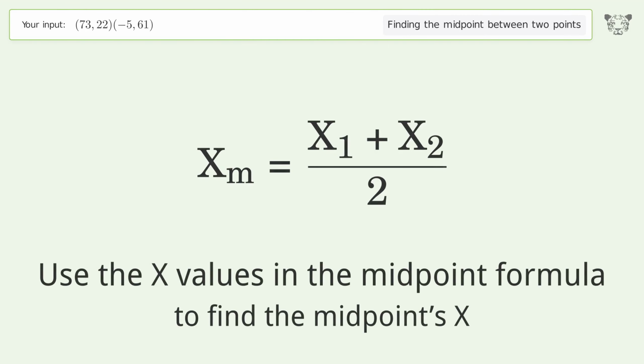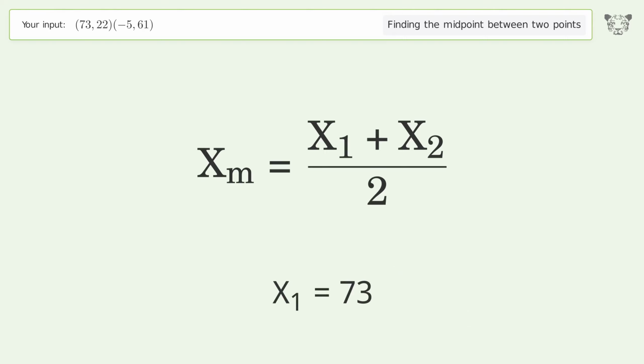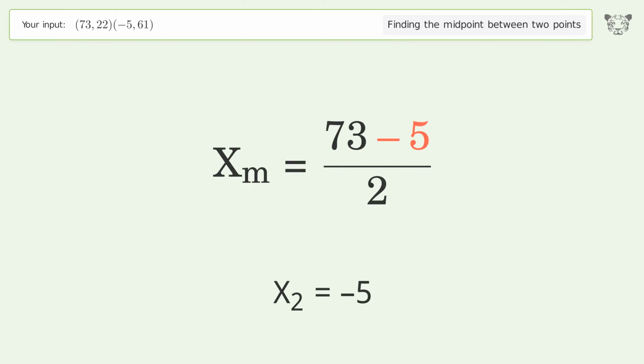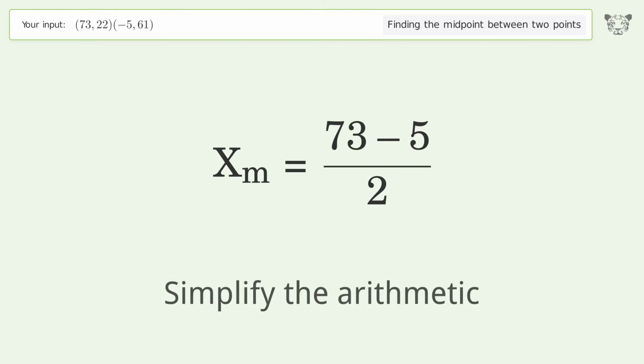Use the x values in the midpoint formula to find the midpoint's x. x1 equals 73. x2 equals -5. Simplify the arithmetic.